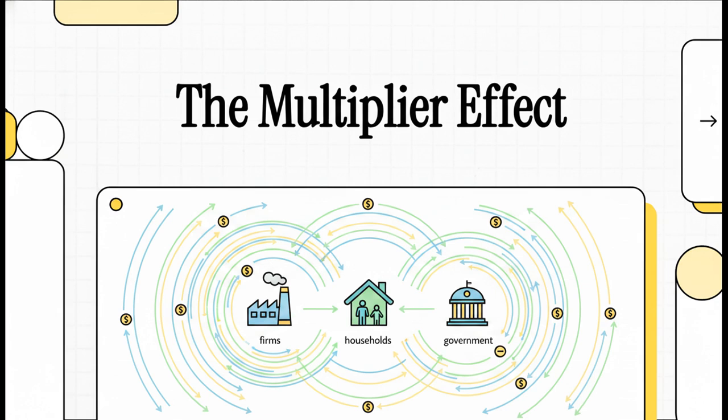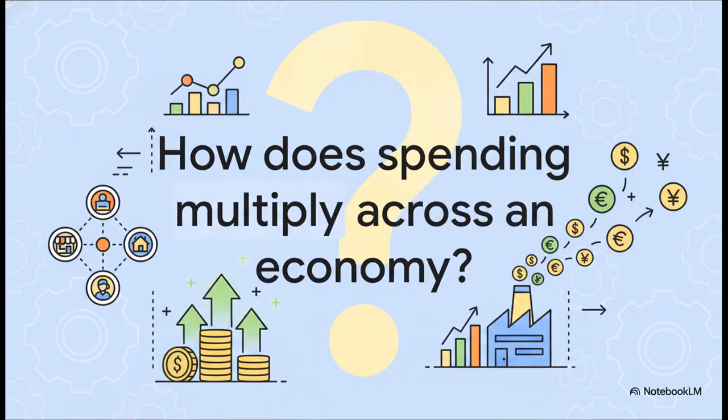Well, not quite. The reality of economic output is actually a whole lot more dynamic and honestly a lot more exciting than that. So here is the big question for this explainer. How does one single spending decision multiply across an entire economy? I want you to really imagine this for a second. Think about how one single initial expenditure can surprisingly increase overall economic output by much, much more than what was originally spent. It almost sounds a bit crazy, doesn't it?